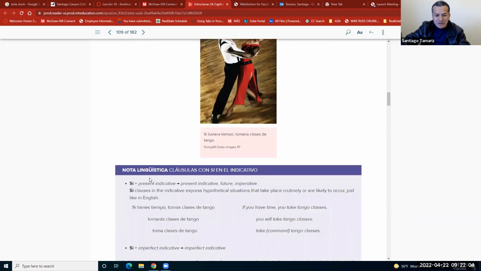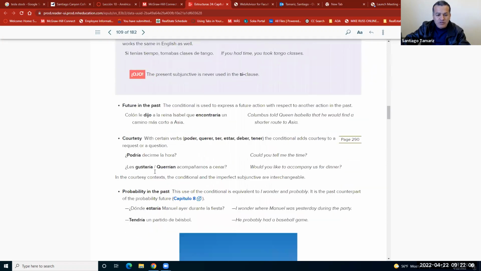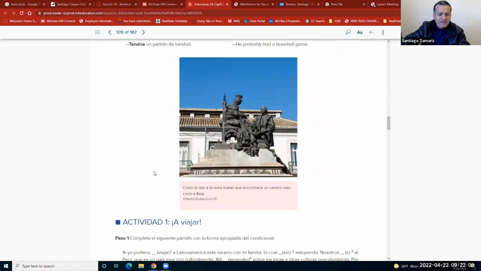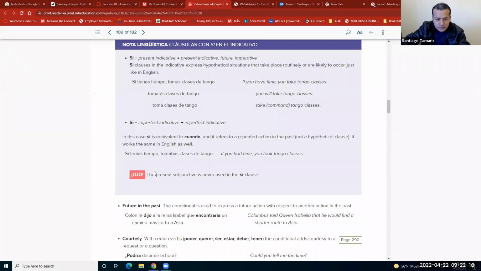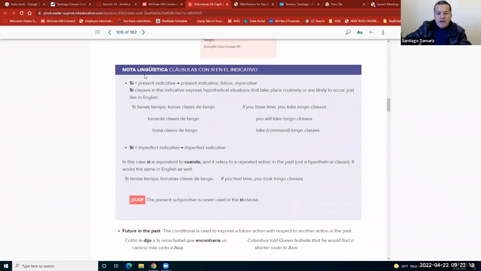Bien, vamos a ver, nota lingüística. Y aquí tenemos también algunas reglas. And then that's it for this video. Dice, cláusula con sí en el indicativo. Sí plus present indicative makes a present indicative, future, or imperative.